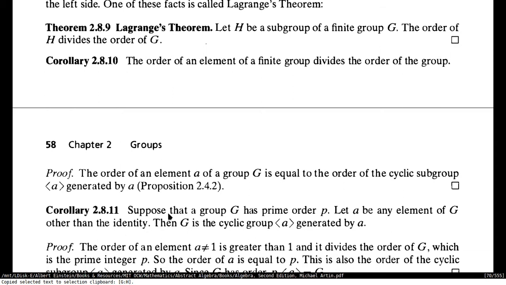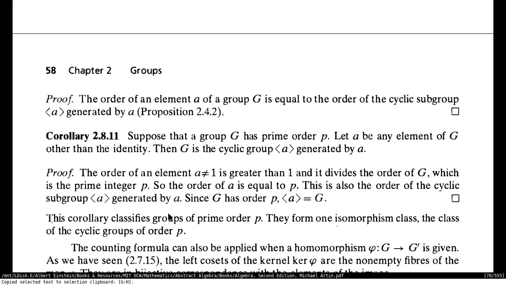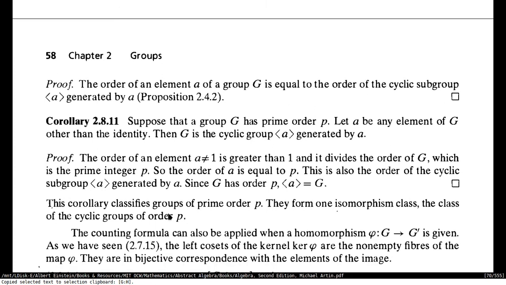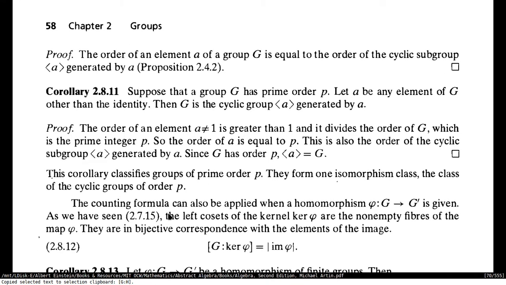And you also have another corollary which says that if you have a group G whose order is prime, so you have a prime order, and you take an element A of G other than the identity, then G becomes the cyclic group generated by A, right? So if your group has an order of p, the cyclic group generated by A is isomorphic to the original group, right? Okay, so the proof goes something like this, which is also pretty straightforward.